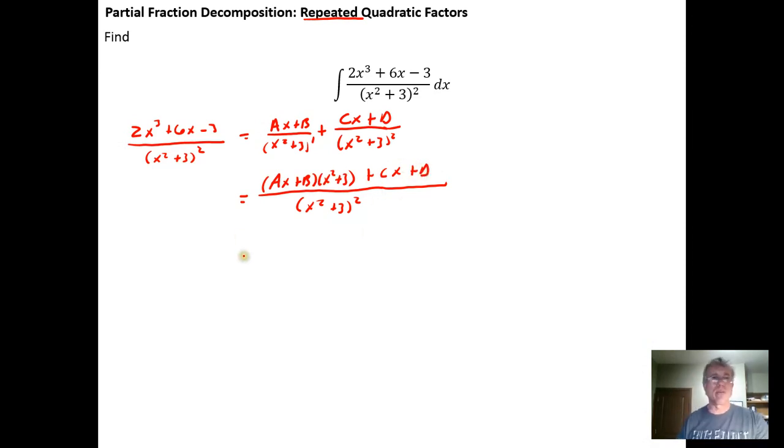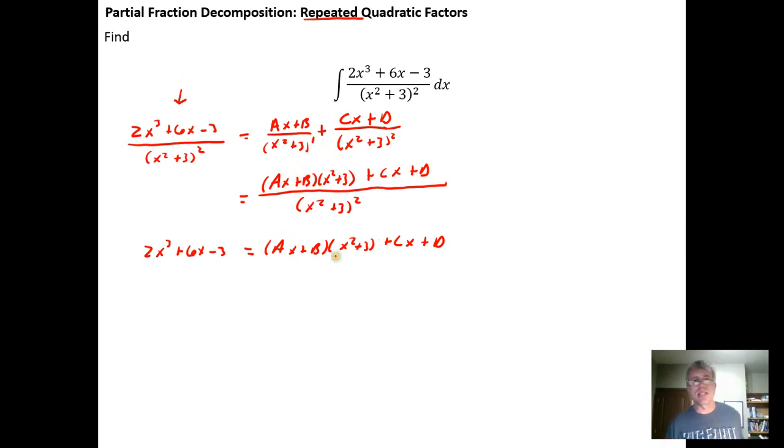And then what we want to recognize is that we have the same denominator on both sides. So for this rational expression to be the same as this rational expression, we need the numerators to match. So what we need is 2x cubed plus 6x minus 3 to be equal to the numerator over here, the ax plus b times x squared plus 3 plus cx plus d.